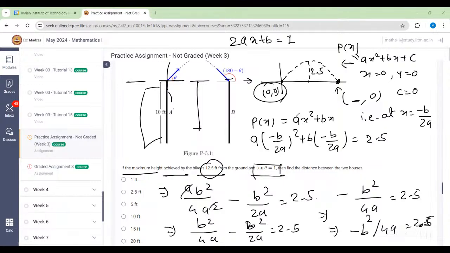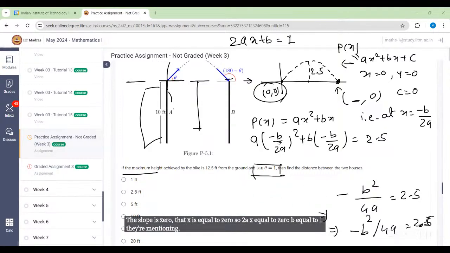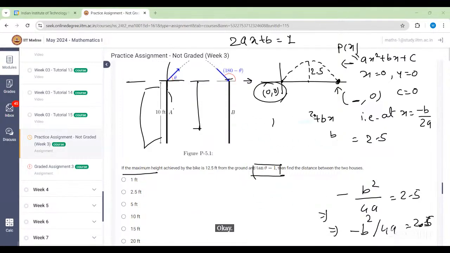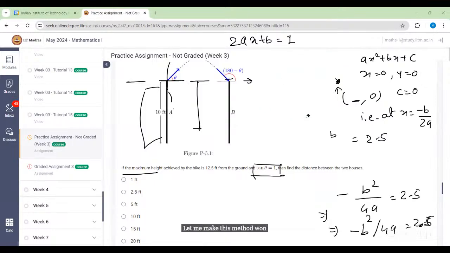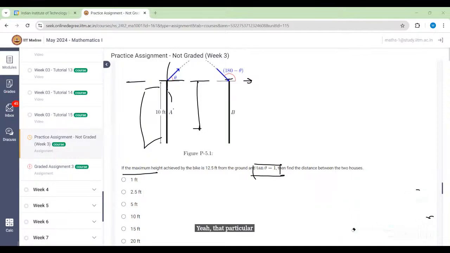Did I mention that? Over there they are mentioning tan equal to 1, so as the solution says, the slope is 0 at that point. So x is equal to 0. So 2ax is equal to 0, b equal to 1, they're mentioning. Okay. So that means this method won't work here, because we don't have the information.